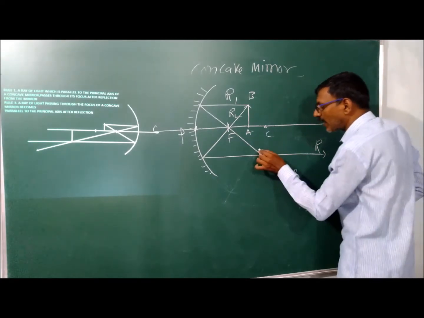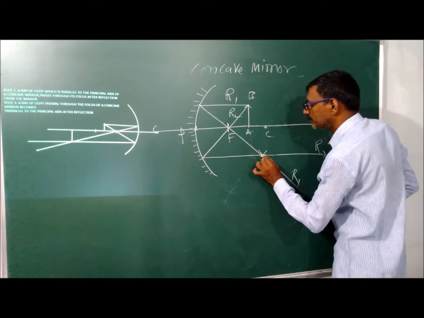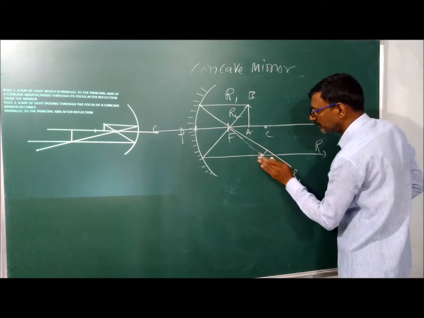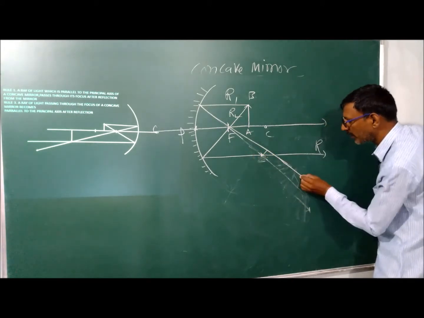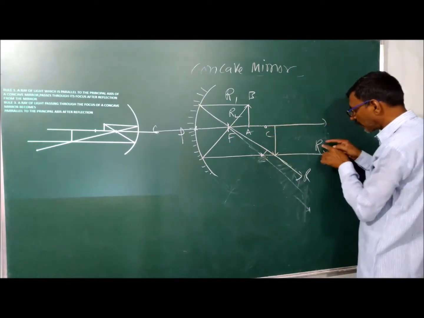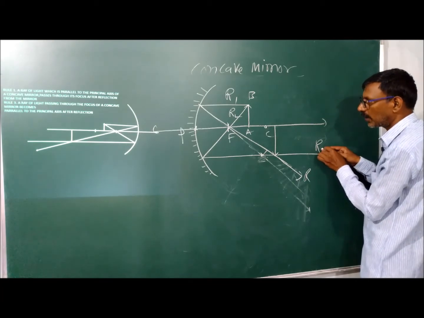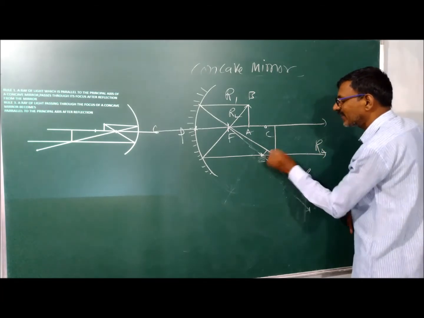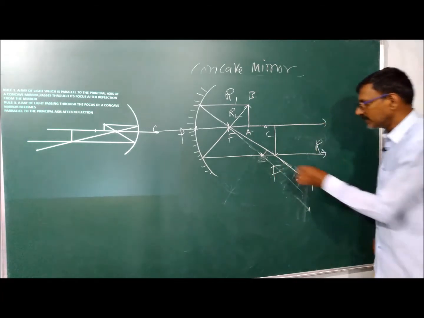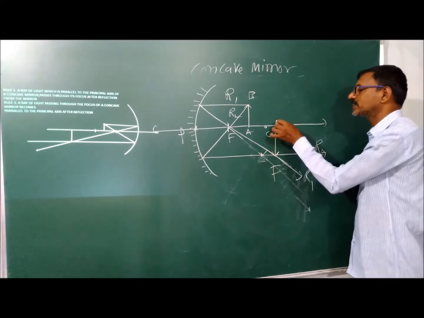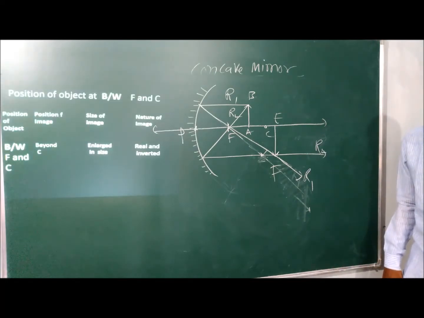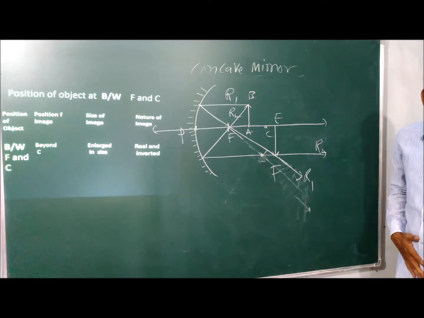The point of intersection is always the head of the image. This is R1 going like this, and this is the intersection of R1 and R2. This is R2 and this is my R1. Suppose this is my intersecting point. This is my head and this is my tail, C, E. So EF is what? Image. AB is my object.